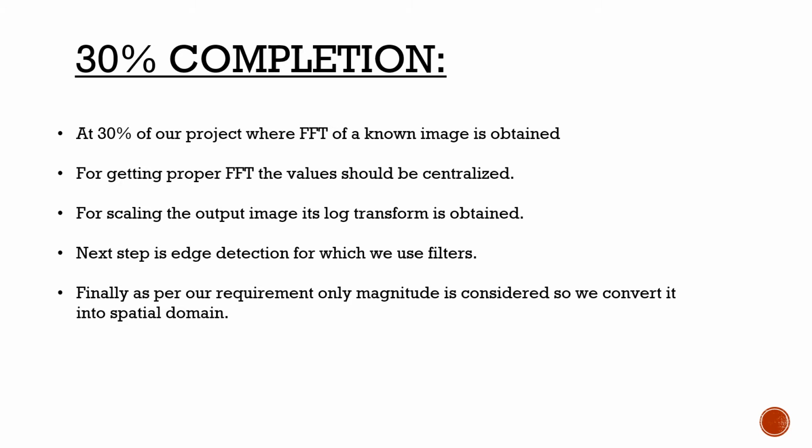For this, in order to get proper FFT, the values should be centralized. And after centralization, we obtain the values as a huge number. So in order to plot those values, we had to find the log transform of the same. And as a part of next step, we had to filter those values. For that, we use high pass filters. And finally, we only require the numerical values. So we converted the values into the spatial domain.